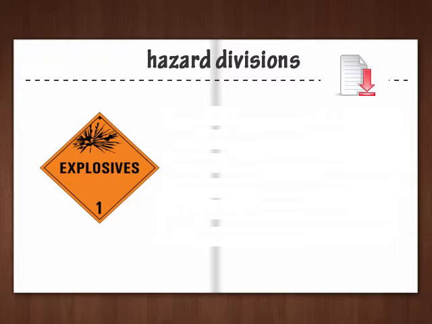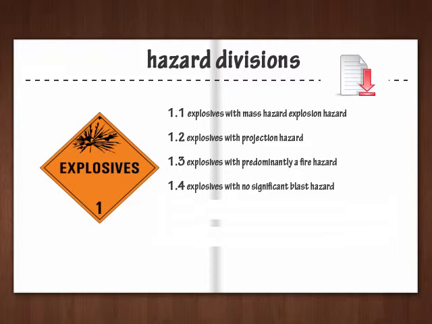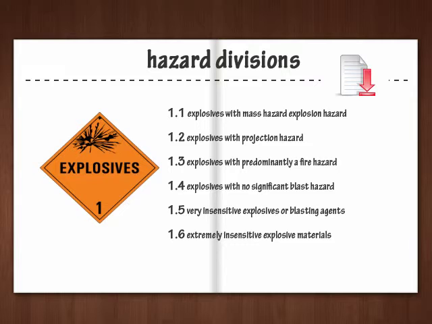They are: Division 1.1, explosives with mass explosion hazard. Division 1.2, explosives with projection hazard. Division 1.3, explosives with predominantly fire hazard. Division 1.4, explosives with no significant blast hazard. Division 1.5, explosives that are very insensitive or blasting agents. Division 1.6, explosives that are extremely insensitive.